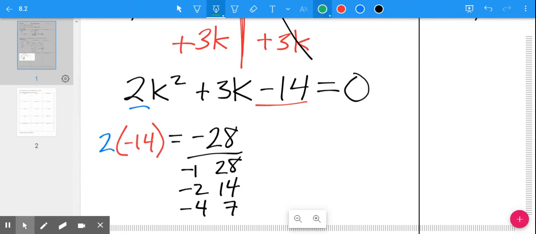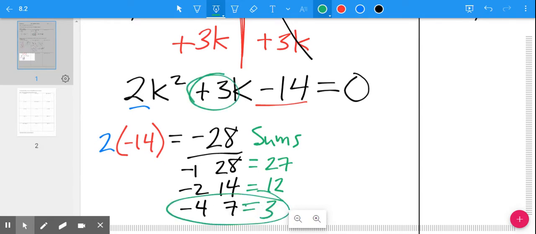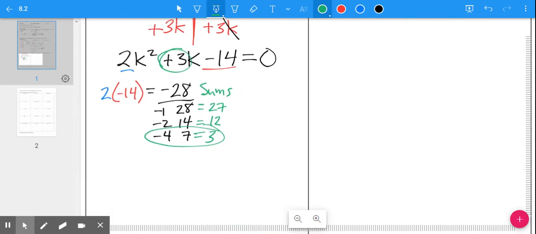When we look through these, these add up to 27, these add up to 12, and these add up to 3. There's your b value of 3. Because the a value is 2, this is where we have to use the area model, aka the box thing, in order to figure out the two binomials.